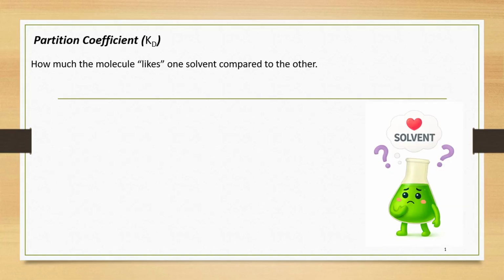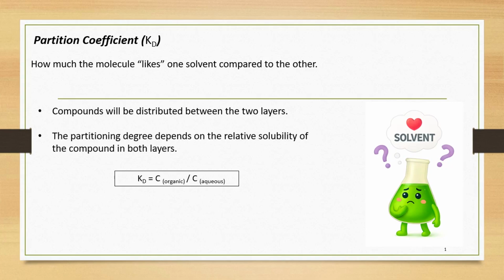How do we predict how much a compound will move to one layer or the other? Chemists use a number called the partition coefficient. Written as Kd, it is simply the concentration of the solute in the organic layer divided by its concentration in the aqueous layer. A large Kd value means the compound strongly prefers the organic solvent, which makes the extraction highly efficient. A small Kd value means the compound prefers water. This number takes the guesswork out of extraction and is crucial when designing experiments or even drugs.